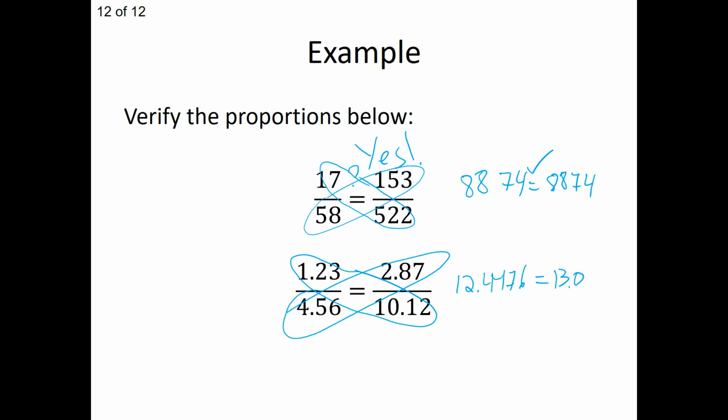I get 13.0872. Those are not the same number, which means, is this a true proportion? No. Those ratios are actually not equal to each other, which means this is not a true proportion.